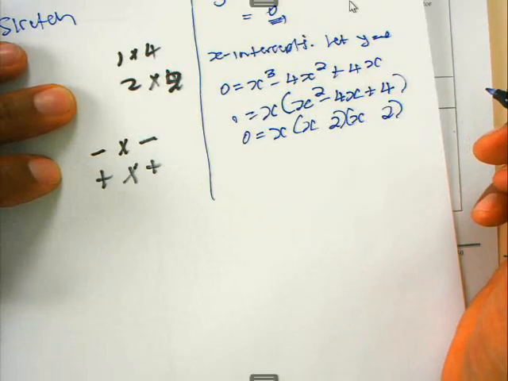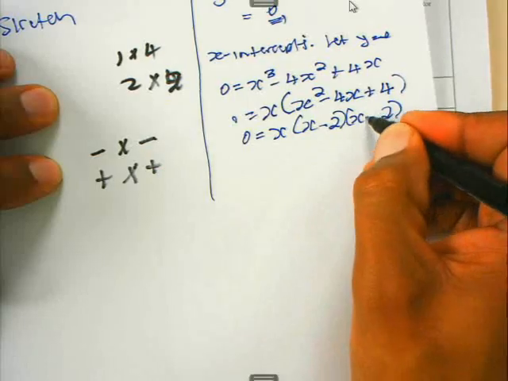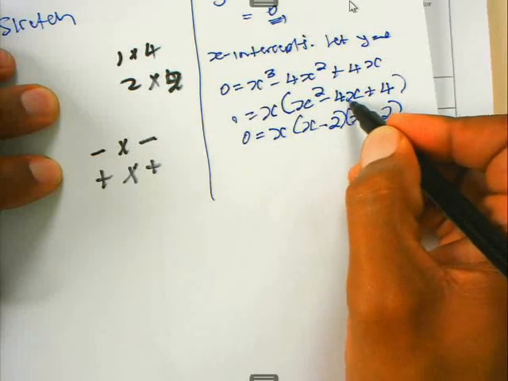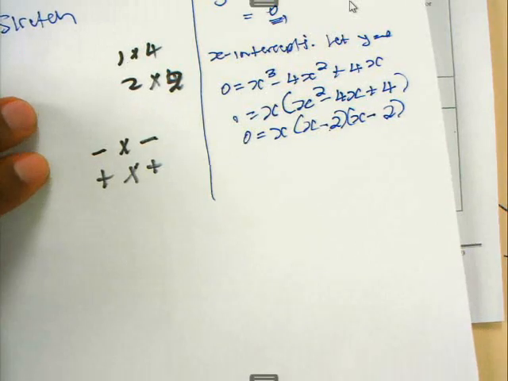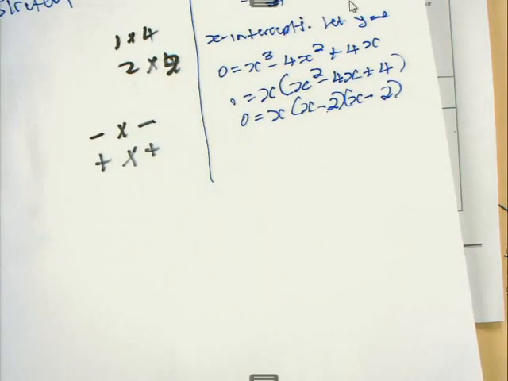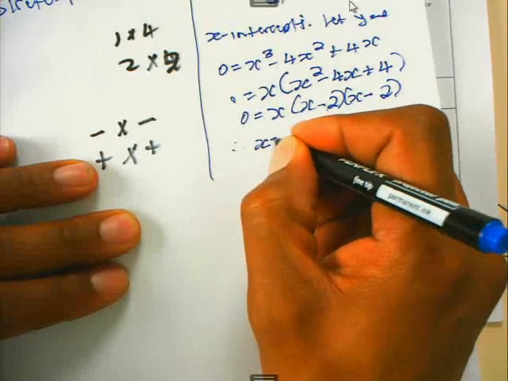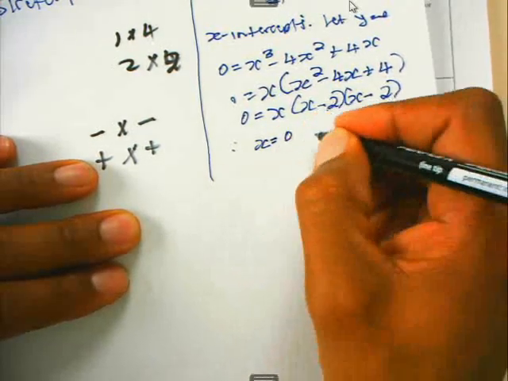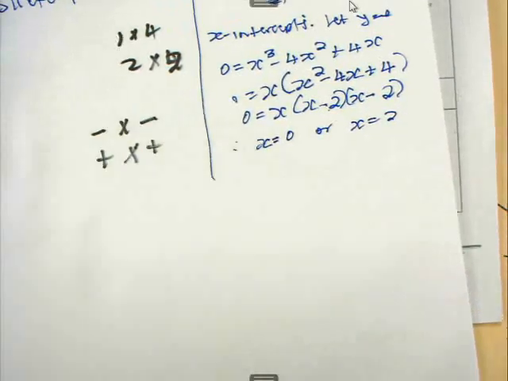Now the question is, what is the sign? Of course, it will be negative times negative, which would give us minus 4x, and negative 2 times negative 2 would give us what? A positive 4. That's good. And therefore, from here, we know that x is equals to 0 or x is equals to a positive 2.